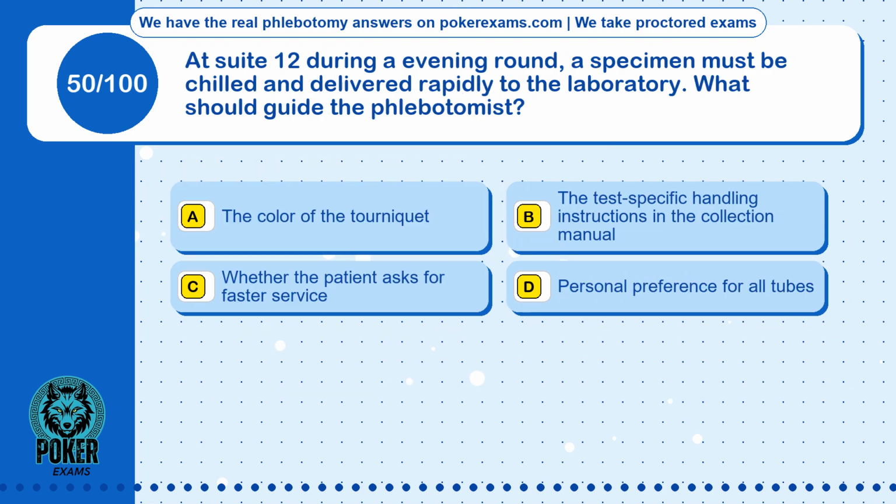Question 50. At Suite 12 during an evening round, a specimen must be chilled and delivered rapidly to the laboratory. What should guide the phlebotomist? Option A. The color of the tourniquet. Option B. The test-specific handling instructions in the collection manual. Option C. Whether the patient asks for faster service. Option D. Personal preference for all tubes.